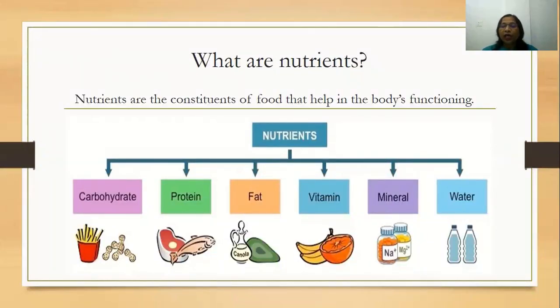Children, vitamins and minerals are also very important. We get them from different vegetables and different fruits. Minerals like sodium, potassium, magnesium, iron are very important for our body. And vitamins, vitamin A, B, C, D, E, K, different vitamins are there. They are required for different activities or body functions. All are very important, but on the basis of quantity, some nutrients are required in major quantity and some in minor quantity.